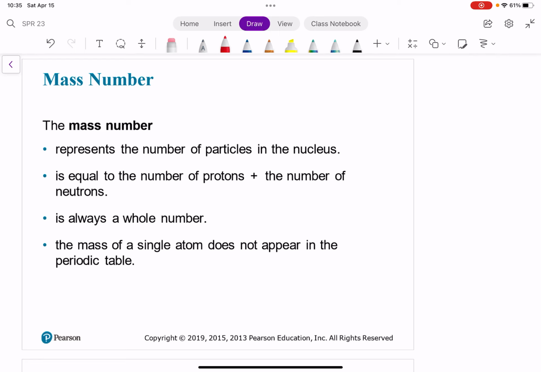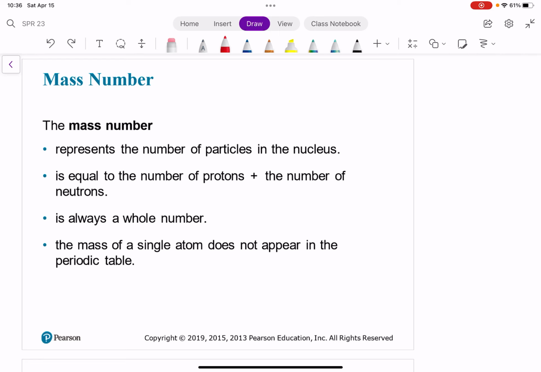Okay, so another thing that we use to describe our atoms is the mass number. So the mass number represents the number of particles that are in the nucleus. And remember, the particles that are in the nucleus are the ones that are contributing to the mass of the atom. Because protons and neutrons are so much more massive than the electron that we just ignore the electron's mass. So it doesn't contribute to the mass, so it's not part of this mass number.